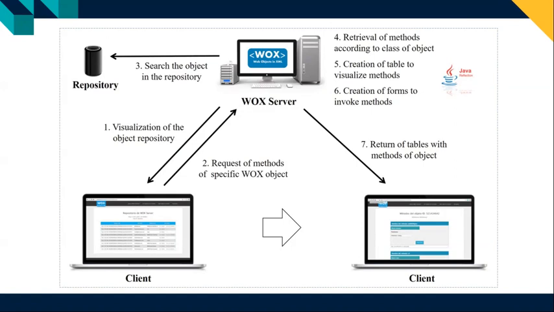In step 6, the system adds a form once the table that represents each method has been generated. In this form, the user can provide the parameters required to invoke the method. And finally, in step 7, once all the method tables belonging to the class of an object have been created with the respective forms to be invoked, they are returned to the user.